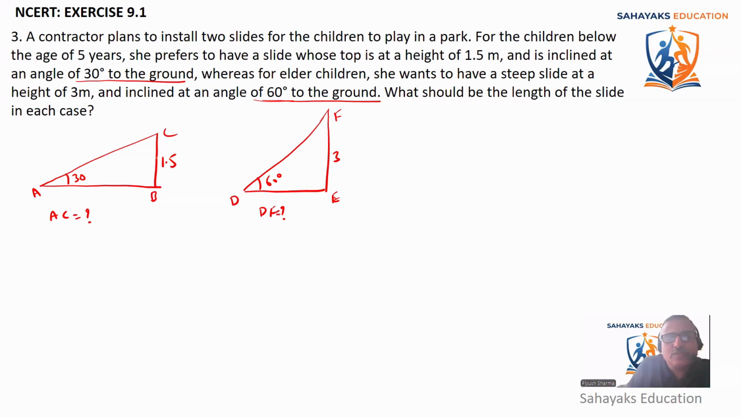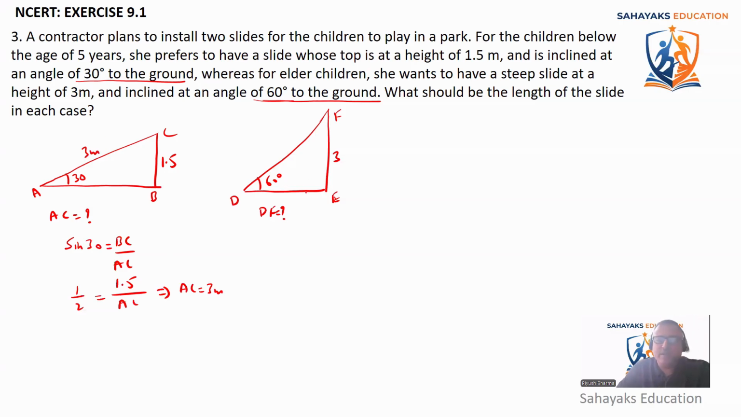So let's find out. Both the ratios, BC and AC, will come in which ratio? It will come in sine. So we'll take sine 30 is equal to BC divided by AC. BC is 1.5 divided by AC is equal to sine 30. Sine 30 value comes out to be 1 by 2. So this implies that AC is equal to 3 meters.